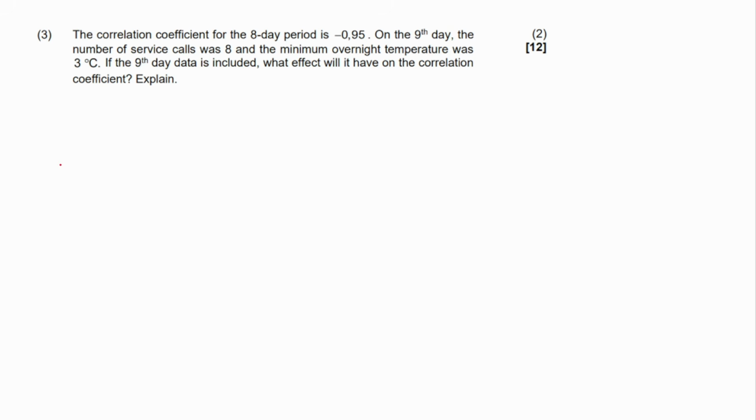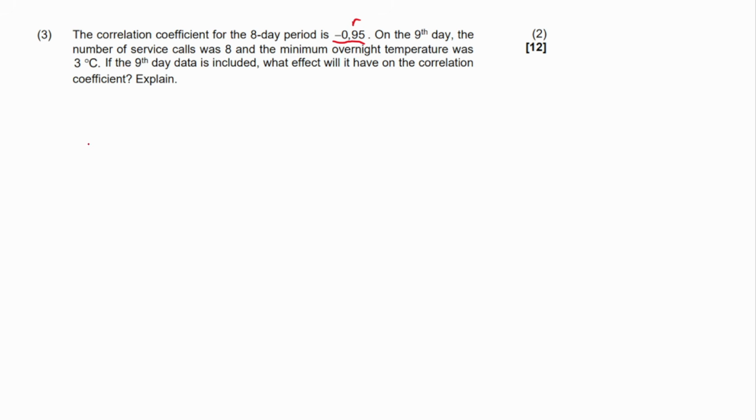For question 3, it's given that the correlation coefficient for the 8-day period is negative 0,95, so that's R. It says on the 9th day, the number of service calls was 8, and the minimum overnight temperature was 3 degrees. If the 9th day data is included, what effect will it have on the correlation coefficient? Explain.